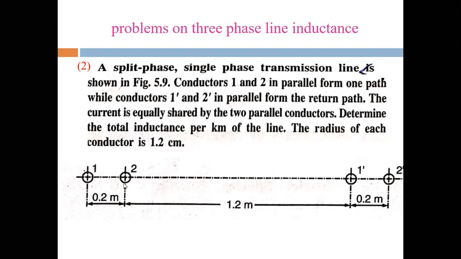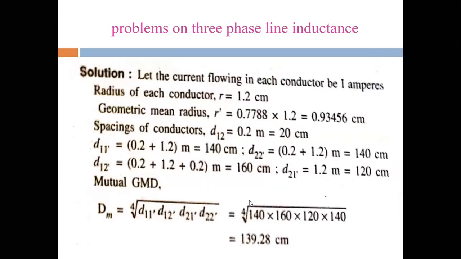The radius of each conductor is 1.2 centimeters, and the distance between conductors 1 and 2 is 0.2 meters. The conductor shape is circular. That's why we mention the distance between 2 and 1 dash is 1.2 meters.